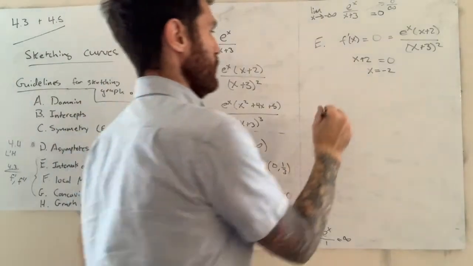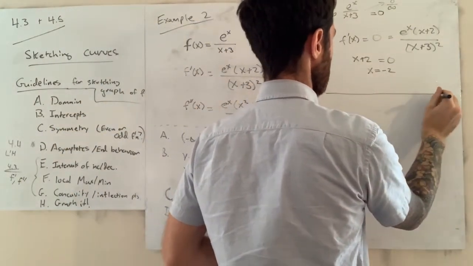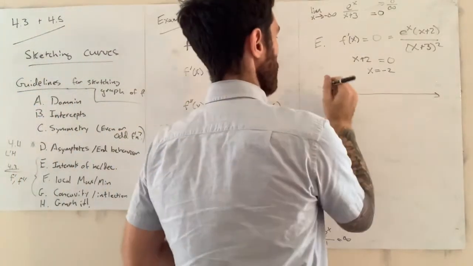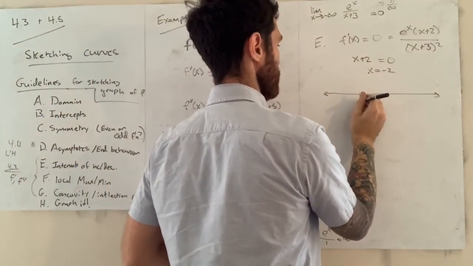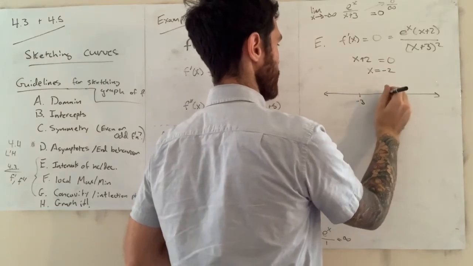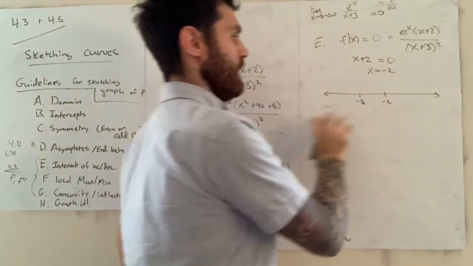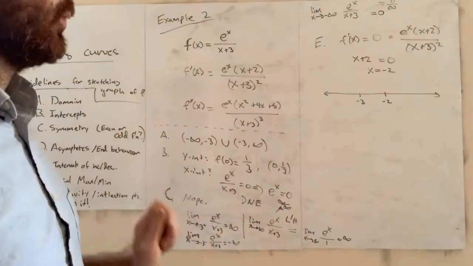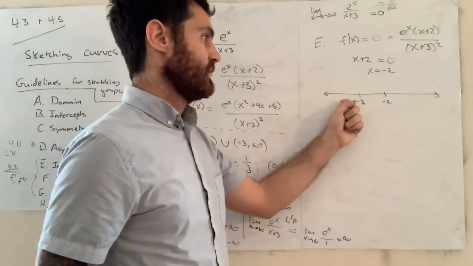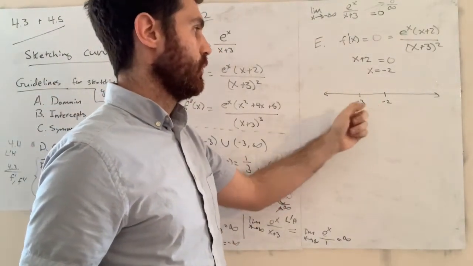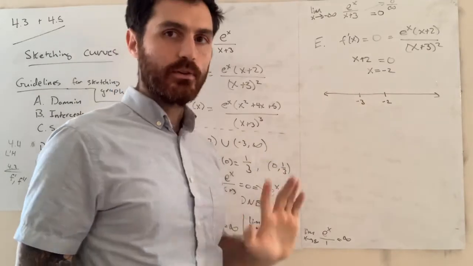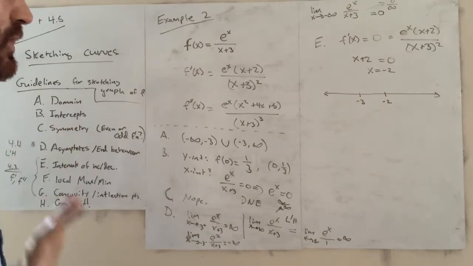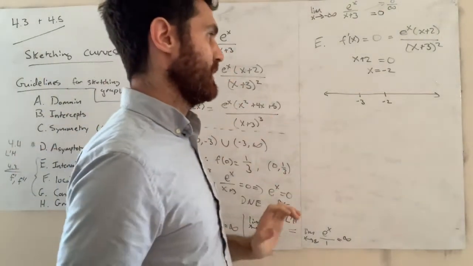All right, so let's look at these values. And what we want to do is actually include negative 3 in our interval. That's because it's possible that at a value where it's undefined, it changes from increase to decrease. So it can possibly happen like that. So we just want to check at some of these undefined values.